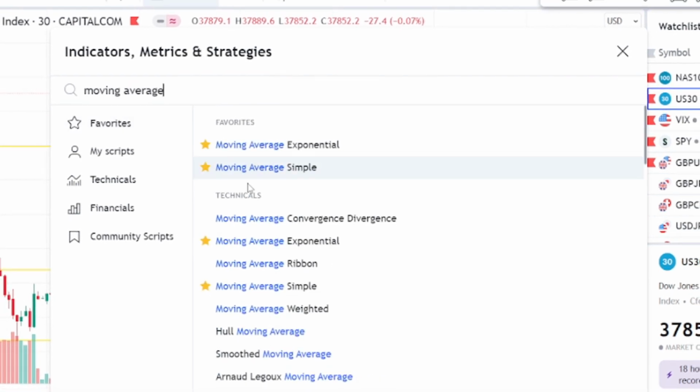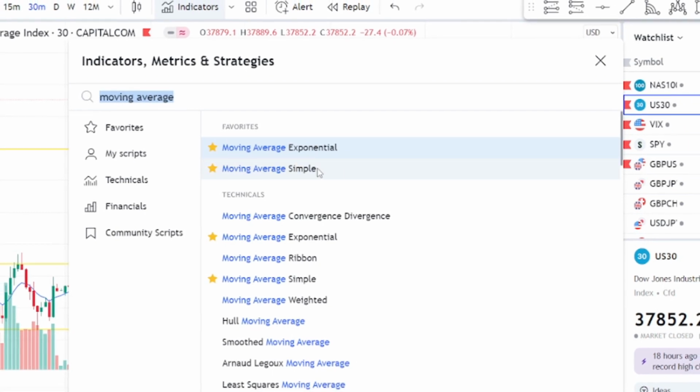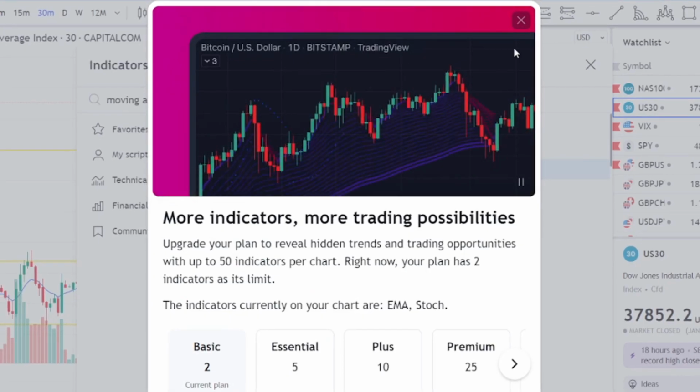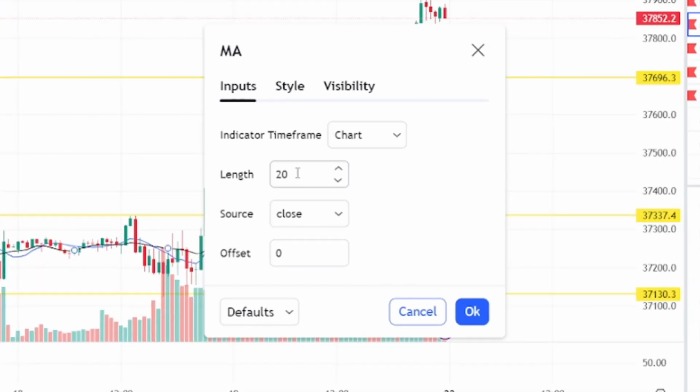So what you want to do is go to your indicator and type in moving averages. Then we are going to add the exponential and the simple moving average, as you guys can see. If you want to add more than two moving averages, you need to purchase the premium version.